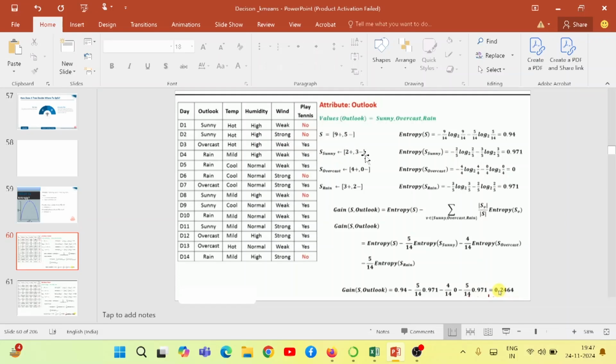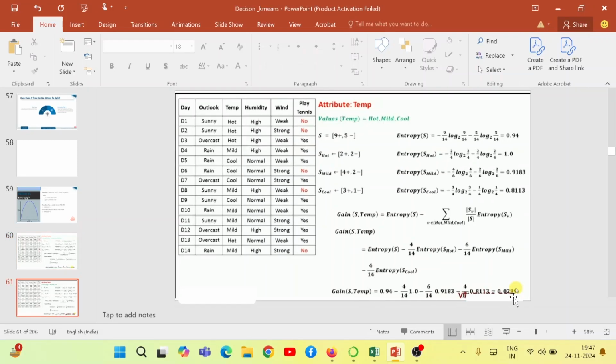See here, SV by S: 5 times sunny we have out of these 14 data, so this value will be 5 by 14. Similarly, overcast only 4 times out of 14, so 4 by 14 would be there. Similarly, we have 5 by 14 because 5 times rain we have altogether out of 14. If you substitute the values, we will get the information gain corresponding to the outlook column, and the answer will be 0.2464.